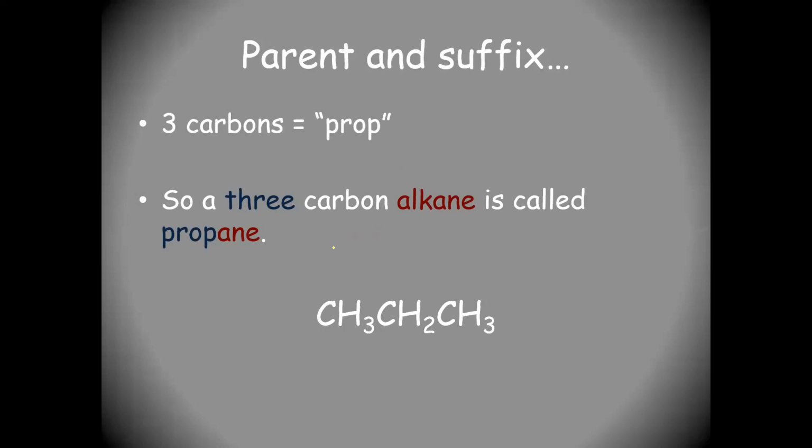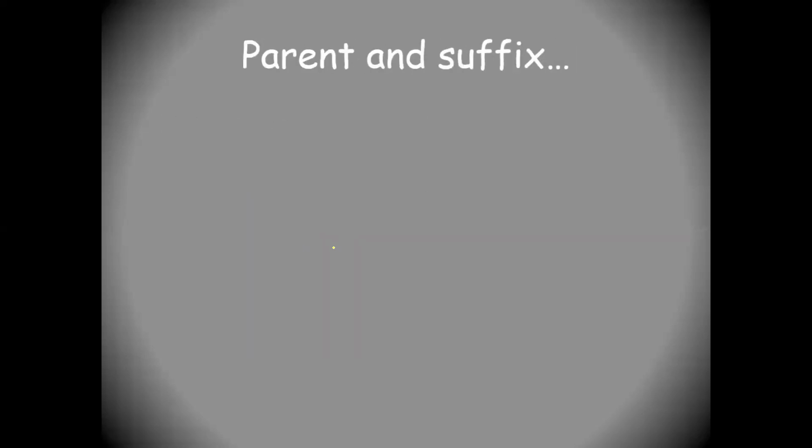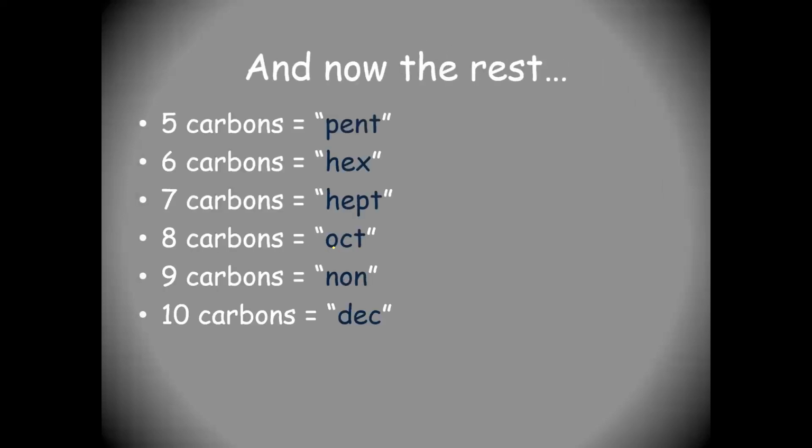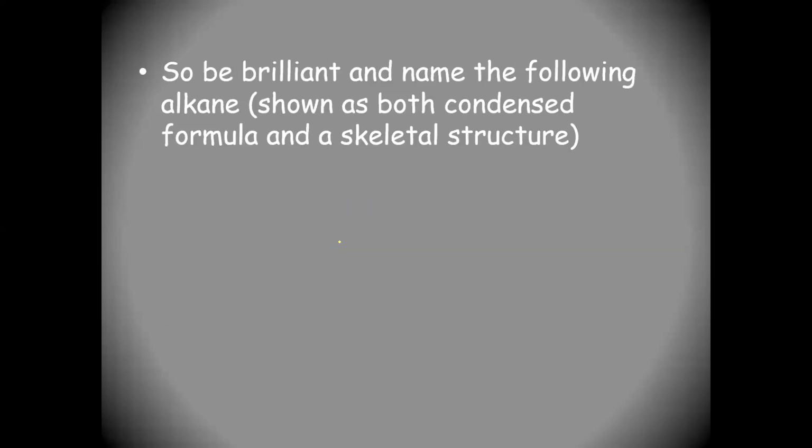3 carbons, propane, and we can write the formula like this. And in this way, we can continue: 4 carbon, 5 carbon. Look at this, 5 carbon, pentane. I hope you remember it from O level. 6 carbon, hexane. 7 carbon, hept. And in this way, the list goes on.